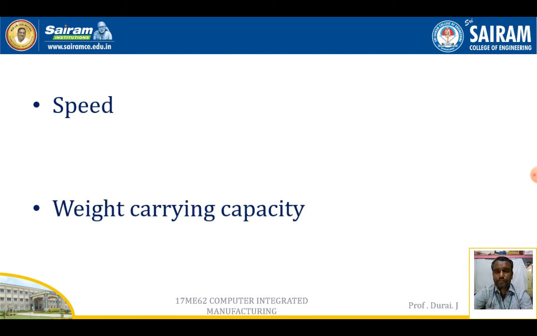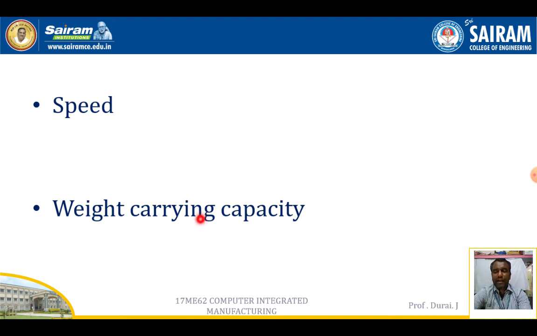Then comes the next feature, the speed. The robot speed can be defined according to the end effector. The movement of the end effector defines the speed of the robot. The speed ranges up to a maximum of 1.5 meters per second. Robots are provided with speed adjustment to a desirable limit depending on the task to be performed. So this is the robot speed.